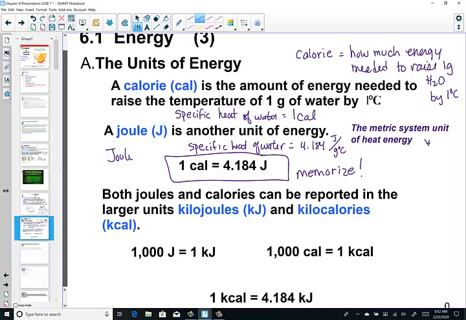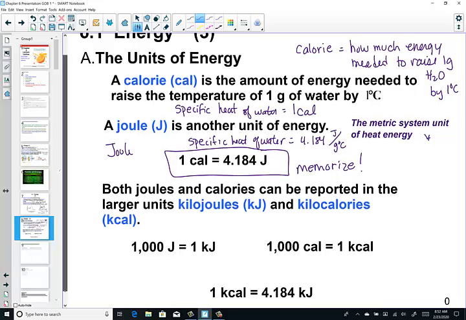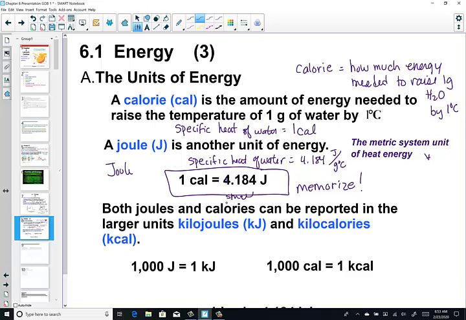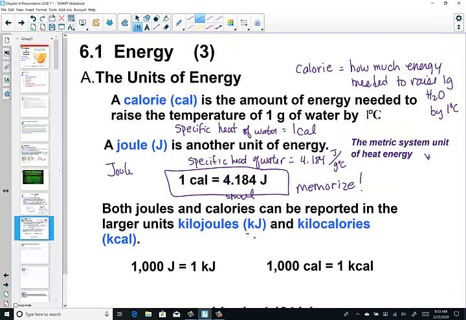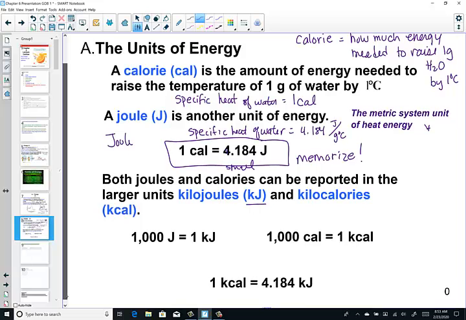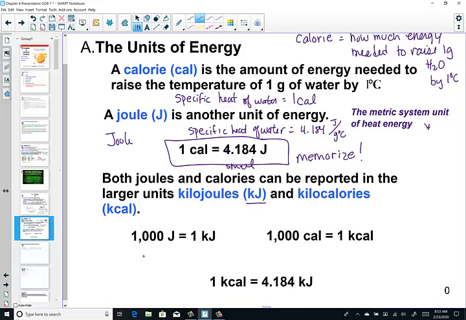So both joules and calories can be reported in larger units. These are actually kind of small calibrations. When I say 1 calorie, it's kind of a small number. So joules and calories are more often reported out in kJs, kilojoules, and kilocalories, kcals. Just thinking that through, we know that kilo means 1,000. So it takes 1,000 joules to equate to 1 kilojoule. It takes 1,000 calories to equate to 1 kcal, a kilocalorie.